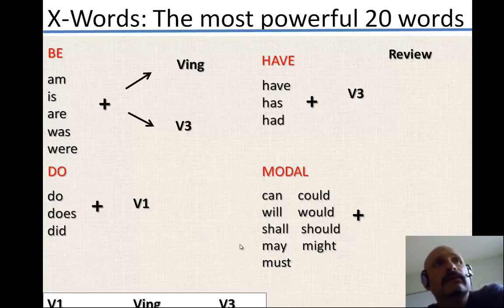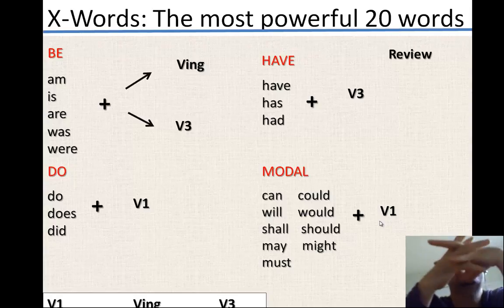And they go with only 1 form of the verb. Is it verb 1? Is it verb ing? Or is it verb 3? It's verb 1. Have plus verb 3 is 100% of the time. Do plus verb 1 is 100% of the time. And modal plus verb 1 is also 100% of the time. So this is how they go together.